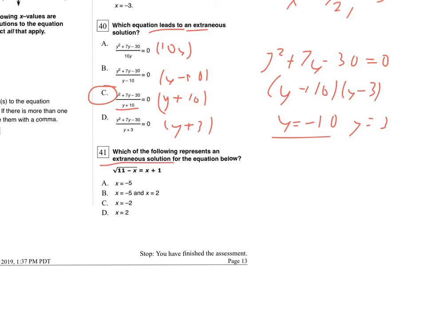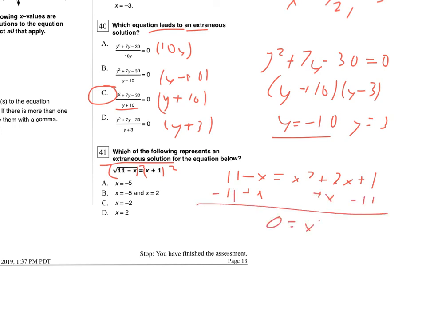This one actually asked for the extraneous solution, so I'm going to square both sides to start. So 11 minus x equals x squared plus 2x plus 1. Got to get one side to 0 here. So we get 0 equals x squared plus 3x minus 10. Go ahead and factor that. x plus, what would that be? Oh yeah, plus 5, minus 2. So x equals negative 5, x equals positive 2.